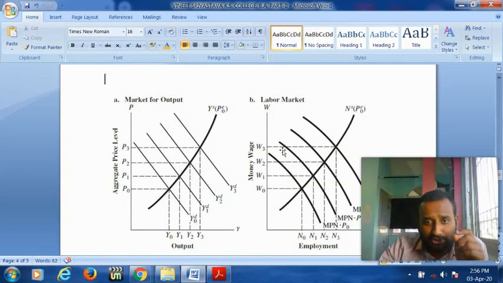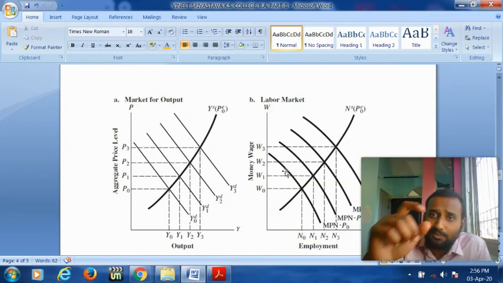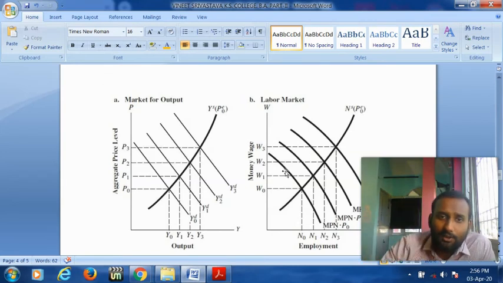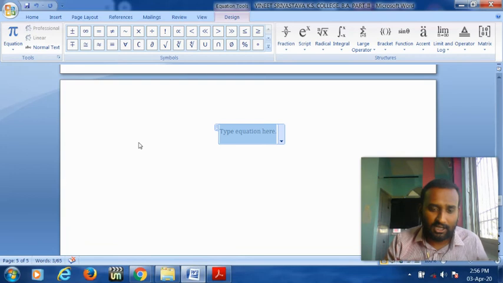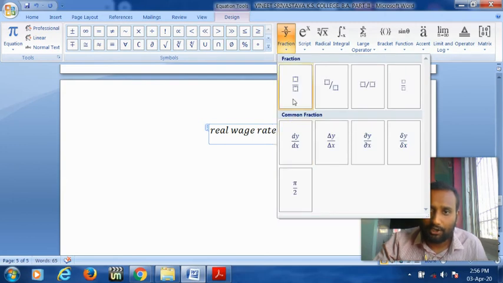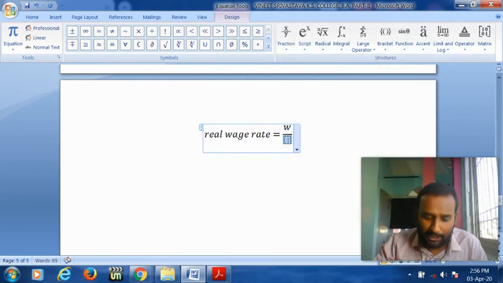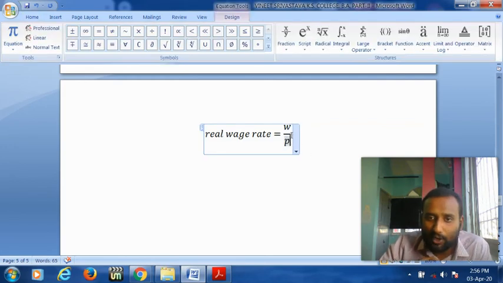So since we have plotted the money wage rate and employment level, P was unchanged in this. After revising P to a higher level, we will see that for each money wage rate, less labor will be supplied. For each money wage rate, less labor will be supplied. Is it not? If you're not getting familiar, you can see that the real wage rate was equal to what? W divided by P, is it not? This was the real wage rate. Now P has increased, as a result of which what happens? The real wage rate falls. If P increases, real wage rate falls.